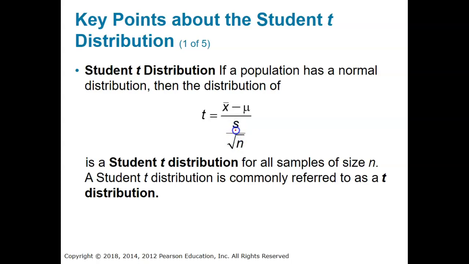And here we're going to be using S instead of sigma when we do that because we're going to be working with the T. And I always tell my students, just remember that S and T go together in the alphabet. And so anytime you have your S given, you're going to work with a T critical value. So they go together there.